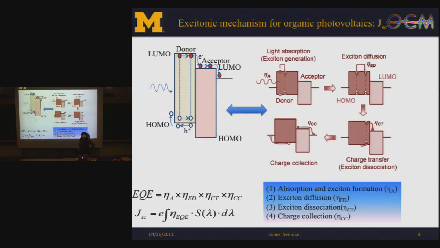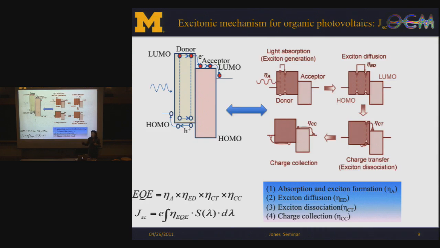What is an organic solar cell? The biggest difference between the organic solar cell and the inorganic solar cell is that the absorption of one photon in the organic solar cell generates one exciton. This exciton is a strongly bonded electron-hole pair. So at that moment, the electron-hole pair is not free.